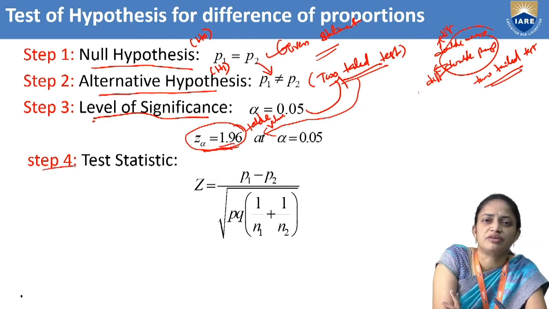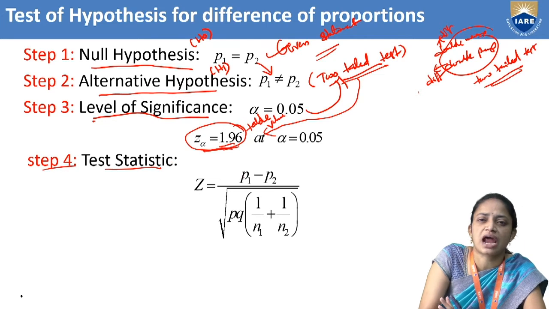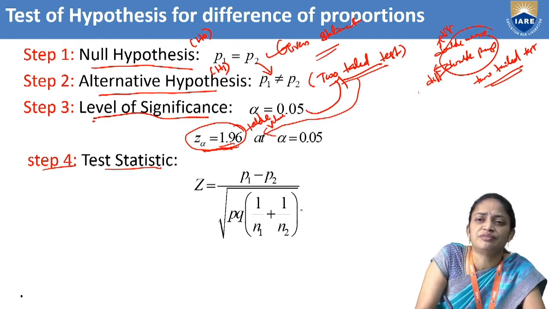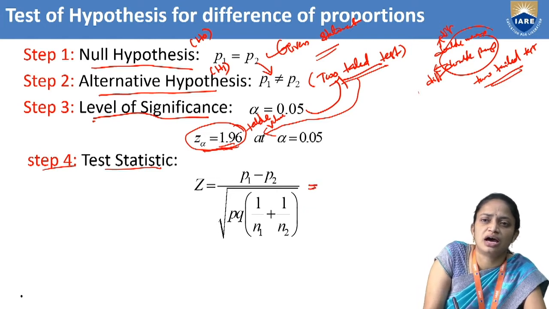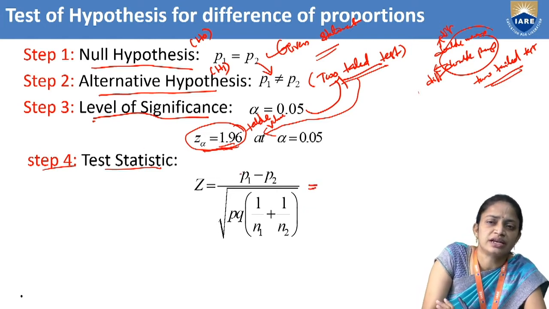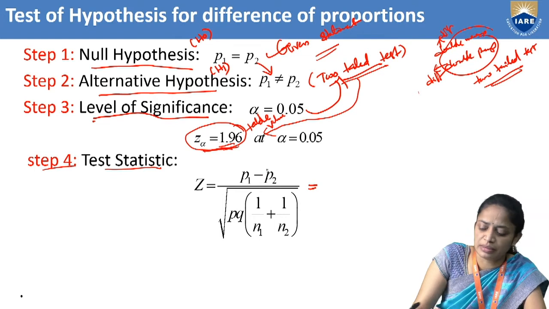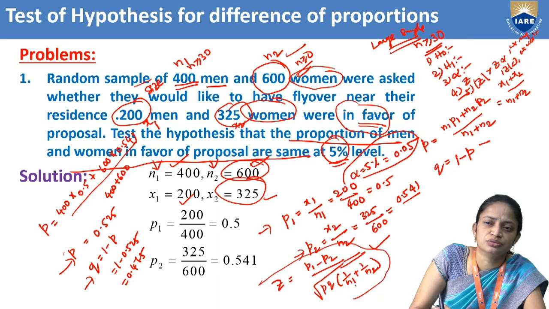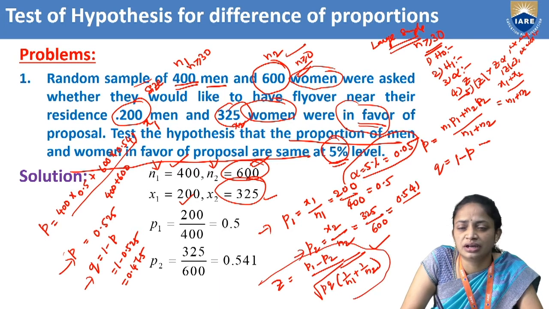So next step, our fourth step, is test statistics, that is equal to P1 minus P2 divided by under root of PQ into 1 by N1 plus 1 by N2. So this is our formula. In the test statistics we need to write the formula. These all values are suitable for this formula, right? Because this is two sample, here we have two samples.